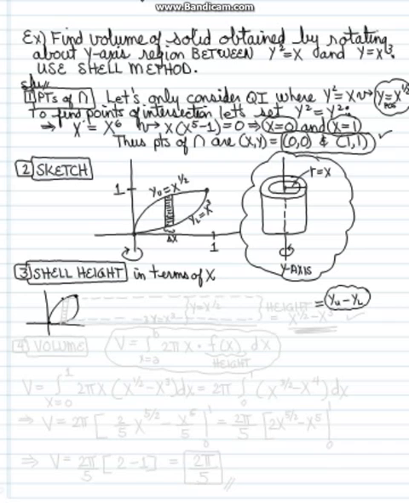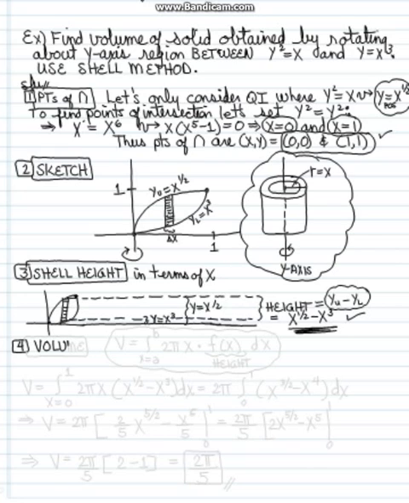We can do a quick sketch here to see what this looks like. The approximating rectangle represents the height. The height would be the upper minus the lower function, that is y upper minus y lower. So it's x to the 1/2 minus x to the 3rd power. And you can see in the sketch that this is the overall height of the approximating rectangle.